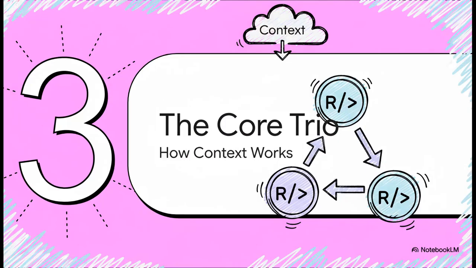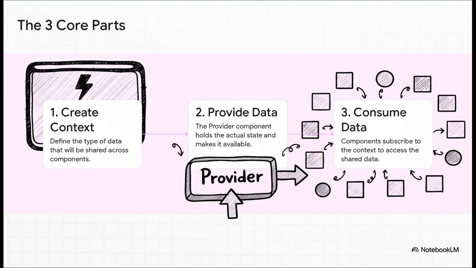Okay, it sounds great in theory, but how does it actually work? Well, it's simpler than you might think. Let's break it down into 3 simple parts, a core trio that you can easily remember. It's a 3-step dance. Step 1, you create the context. This is like setting up the radio frequency. Step 2, you use a special provider component to wrap a part of your app and actually provide the data you want to share. And step 3, any component inside that provider can then consume that data. That's it. Create, provide, consume.